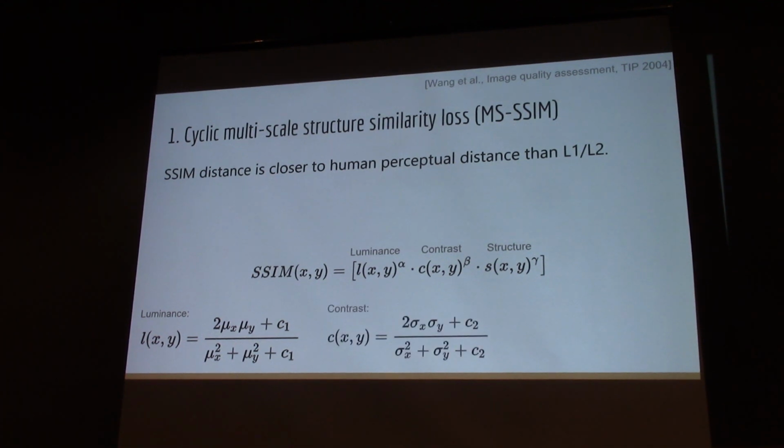The things that really help us in representing more of the structure are this structure term on the right. And here we're looking at the covariance of the patches in the image.